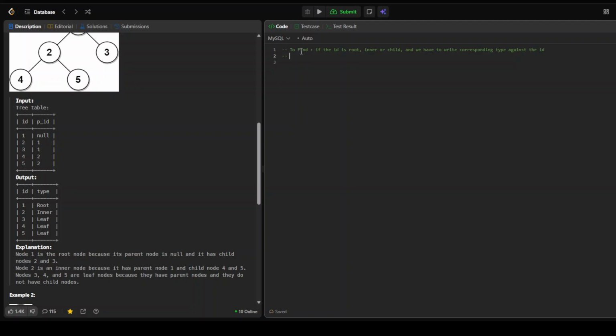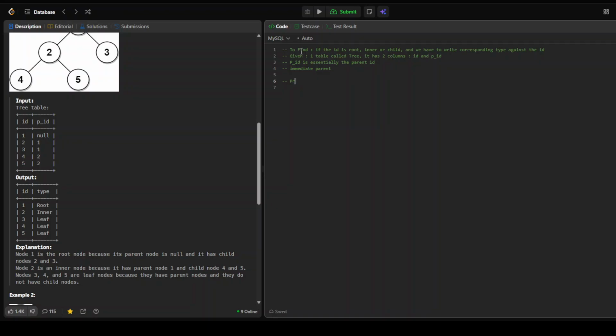Now, we have been given one table called tree. It has two columns, ID and PID. PID is essentially the parent ID, the immediate parent.